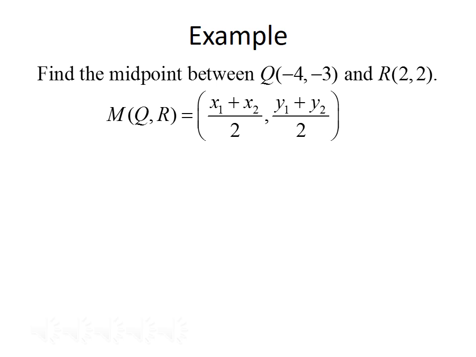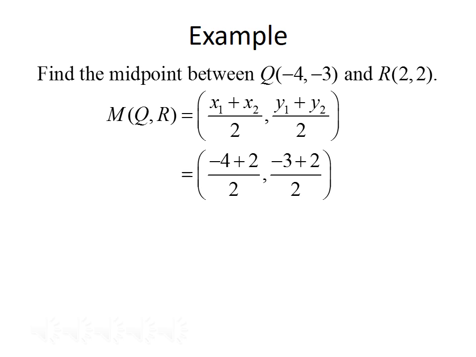So we start with the midpoint formula. The midpoint between Q and R will equal x1 plus x2 over 2, comma, y1 plus y2 over 2. Again, it doesn't matter which point gives us our x1s and which point gives us our x2, as long as we keep those in order throughout the entire problem. So let's let Q be x1, y1 and R be x2, y2.